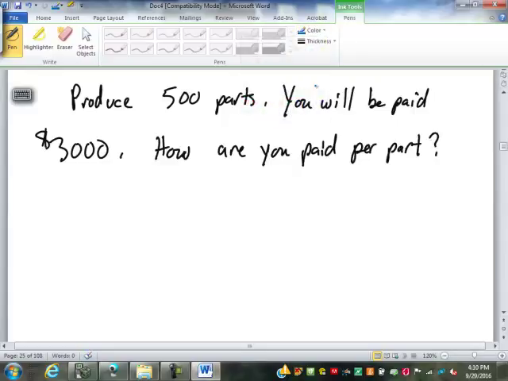First of all, will this be a rate or a ratio? This will be a rate because I'm comparing parts to dollars or dollars to parts. Now here's where it comes back to your question. How do I know which one goes on top or bottom?